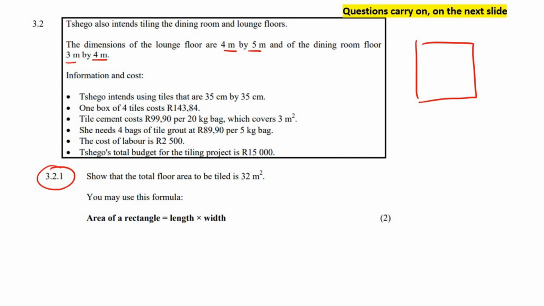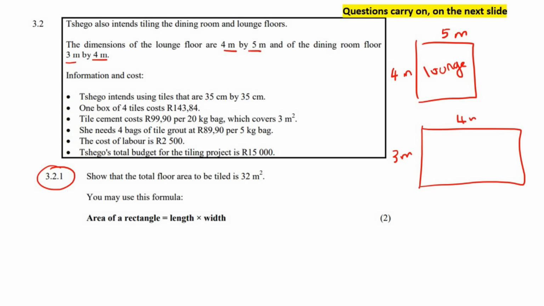So we've got these 2 areas in a house. Let's say this is the lounge. It's not how you spell lounge, Kevin. Lounge. And we know that that is 4 meters by 5 meters. And then there's a dining room floor, which is 3 meters by 4 meters. And this is the dining room.